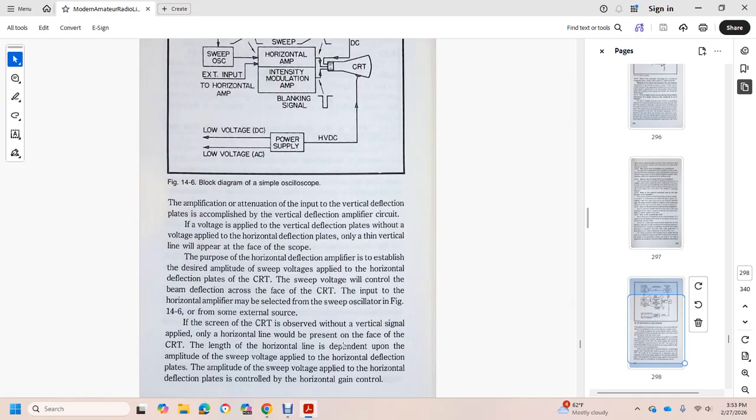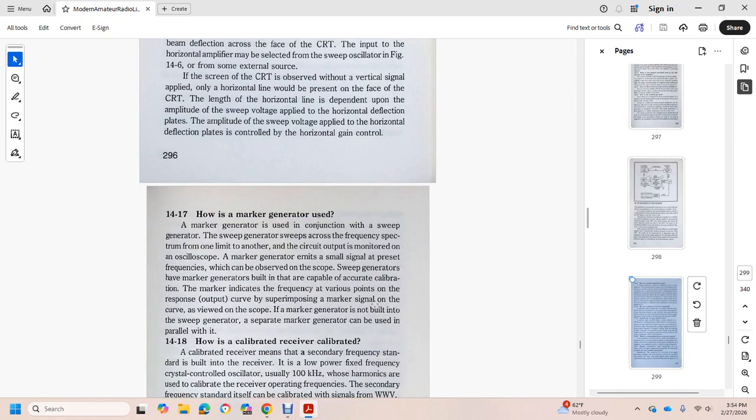The horizontal deflection amplifier is supplied with the sweep voltage, which controls the deflection of the beam in the cathode ray tube. The input to the horizontal amplifier may be selected from the sweep oscillator in figure 14.6 or from an external source. If the screen shows the vertical signal amplified with the horizontal line present, the length of the horizontal line depends on the amplitude of the sweep voltage applied to the horizontal deflection plates, which is set by the horizontal gain control.